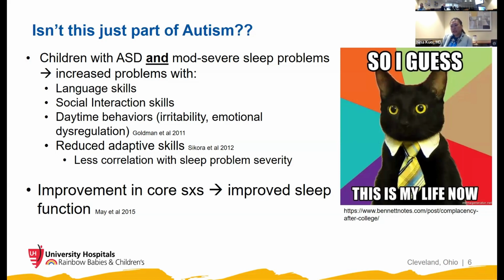And the study in 2015 found that improvement in the core symptoms, those 4 diagnostic symptoms that we talked about earlier, whether that's through social skills groups or applied behavioral analysis, which is really the only treatment for autism, that improvement in those core skills allows for improved sleep function. So there's a lot of bidirectionality in these issues.